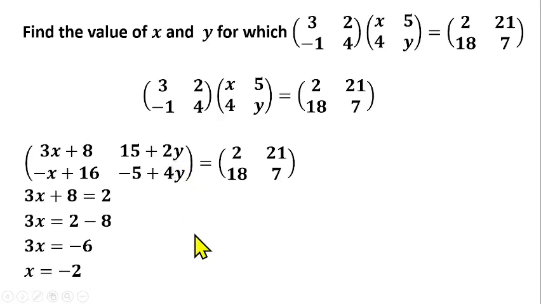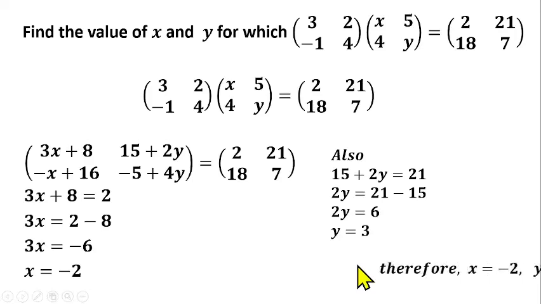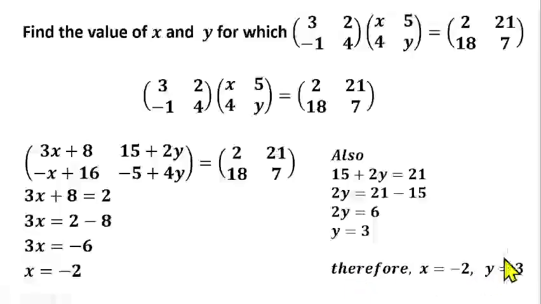So to get our y, we have 15 plus 2y equals to 21. Collect like terms, you have 2y equals to 21 minus 15. 2y equals to 6. Divide both sides by 2. y will be equals to 3. So therefore our s is minus 2. Our y is equal to 3. Using the idea of equality of matrix in this case.